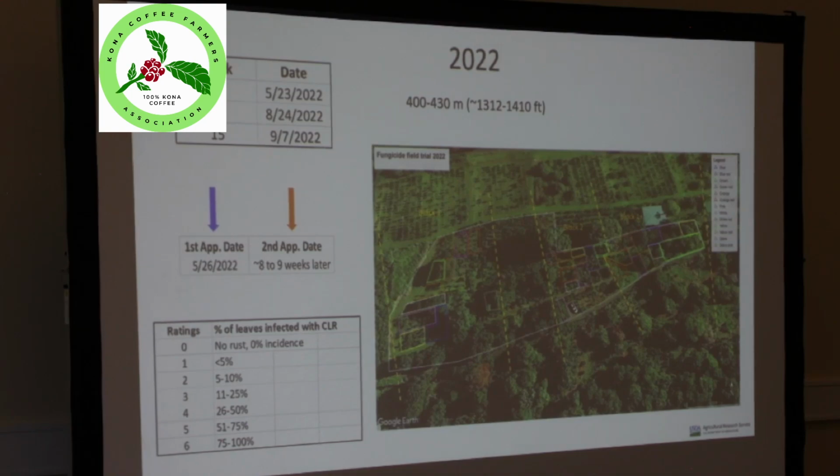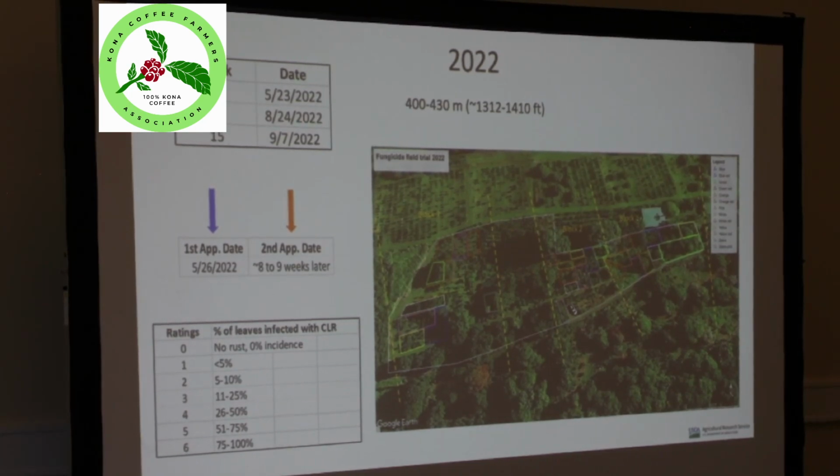Essentially, the test started week 0 in May, okay, with the first application date of May 26th for all products being sprayed, and a second application about 8 to 9 weeks later. Now, this shows you that into week 13, week 15, you're now into September.